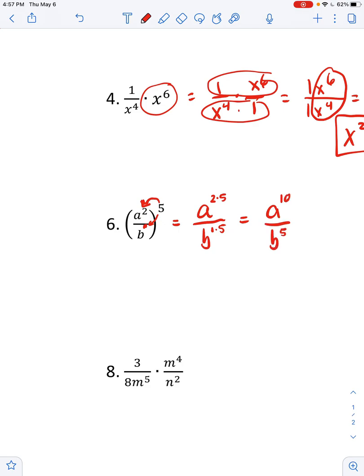Now I can't do anything else. I can't cancel, I can't combine, because they have different bases. One is an a, one is a b, so they don't really intermingle, they don't cancel, they don't add, they don't do anything.